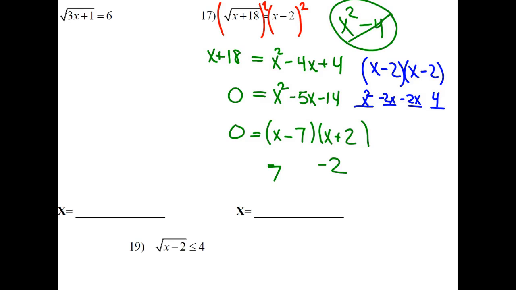Are any of them extraneous? Negative 2 right there, if I put that in there, it's going to look like this. The square root of 16 is equal to negative 4. Well, that's kind of true, but we're dealing with principal roots only, so let's not worry about that, and let's worry about when our roots are positive only. So x equals 7 is the only solution for that one.